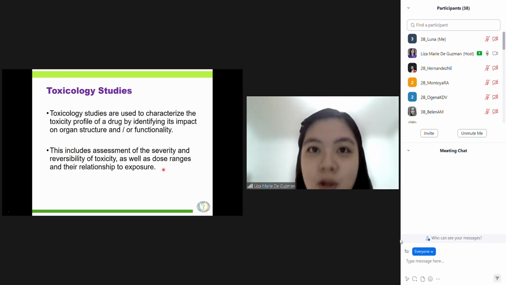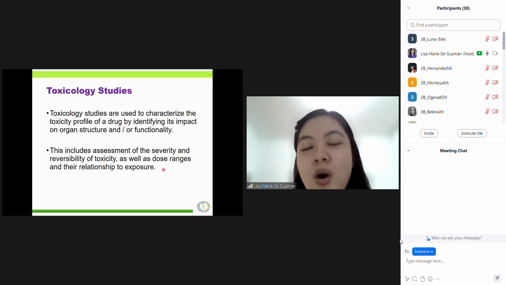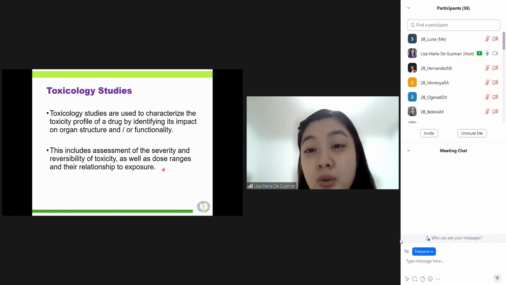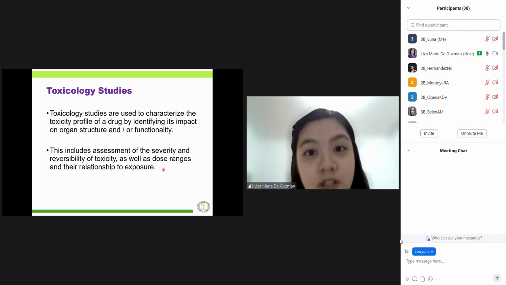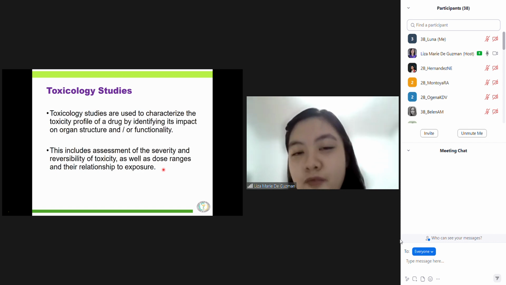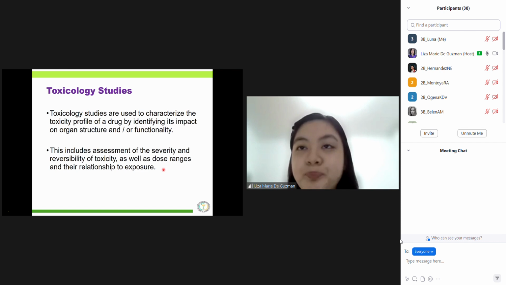For example, with sympathomimetic agents, their mechanism of toxicity is also related to their therapeutic action. Even anticholinergic agents or cholinergic agents, their toxicities are usually an extension of their therapeutic effect or therapeutic action, just like the opioids. So what would be the mechanism of toxicity? And then lastly, the route of exposure.